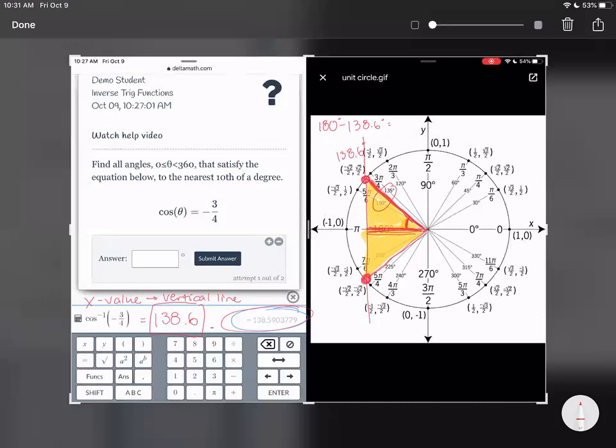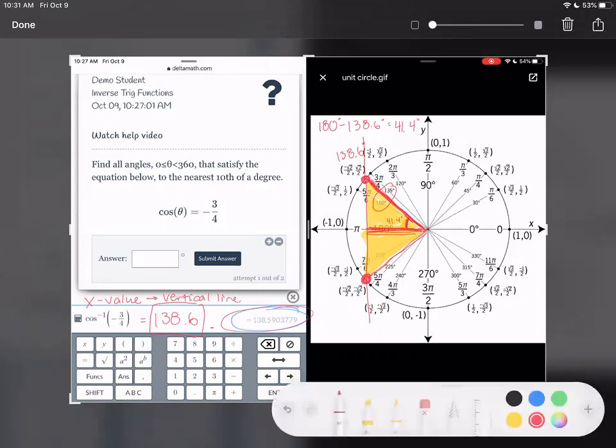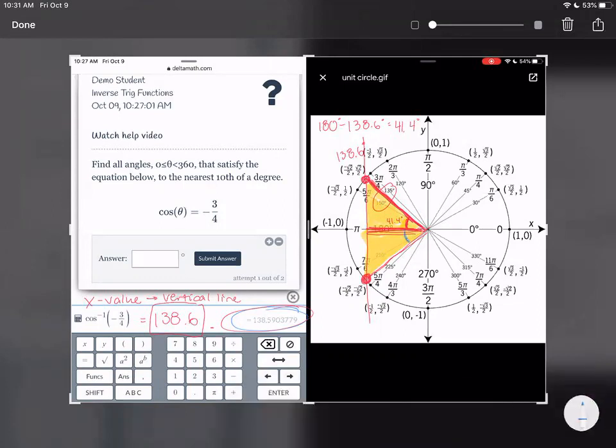So we're gonna subtract 180 minus 138.6, and I'm doing that on a calculator. I get 41.4 degrees. So this angle right here is 41.4 degrees. And since these are congruent triangles, this blue angle is the same thing as 41.4.